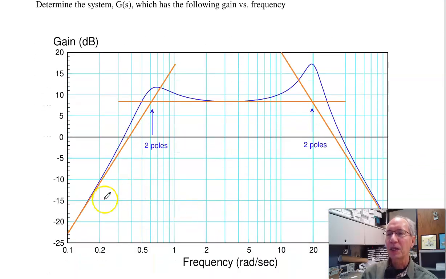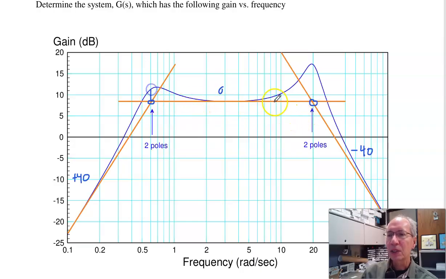Problem 3. Given the blue line, what's the transfer function? The trick is to draw in the straight line approximations. The first one is at plus 40 dB per decade. These have to be multiples of 20. This one's at 0. This is at minus 40 dB per decade. At the corner, this tells me I've got 2 poles at 0.6. I've got 2 poles at 20.